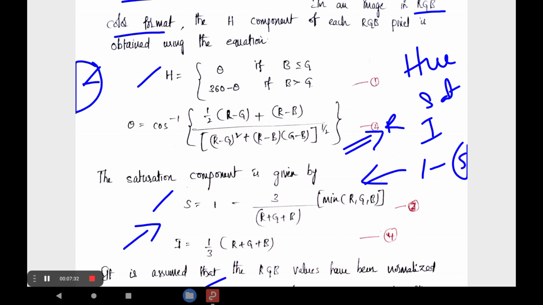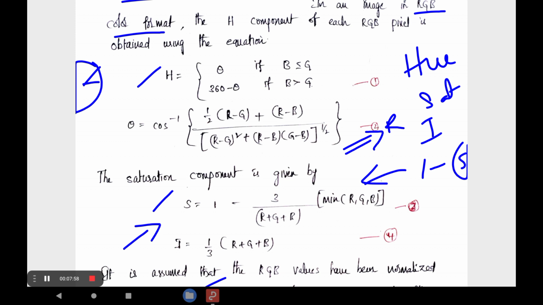So S is nothing but how much the color is diluted. Diluted means deviating from the completely white version of it. S is equal to 1 minus, so if you are subtracting the corresponding color, you can get the remaining color component. Where I is nothing but intensity. The intensity value is nothing but the average value. That's why you are taking the three planes, and the average of those three colors gives rise to the intensity value.